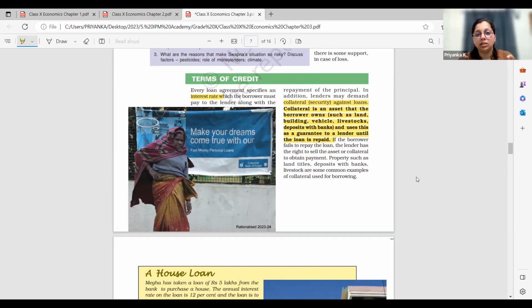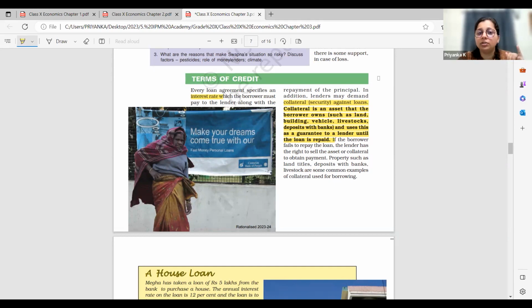So collateral is a kind of asset. It should be an asset that the borrower owns, not the borrower's family members or friends, but the borrower, like land, building, jewelry, especially gold, vehicles or livestock. For farmers, it is livestock, and even deposits with banks. So these collaterals are to be given by the borrower to the bank. Now, why is the bank insisting on collateral? Because if in any situation the borrower is not able to pay back the credit amount taken from the bank, the bank will use the collateral to recover the debt from them.